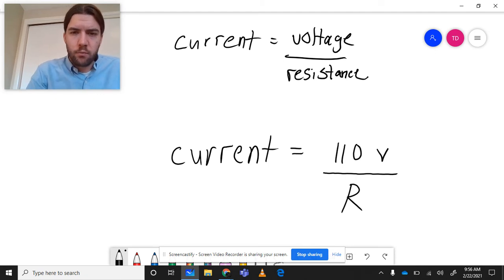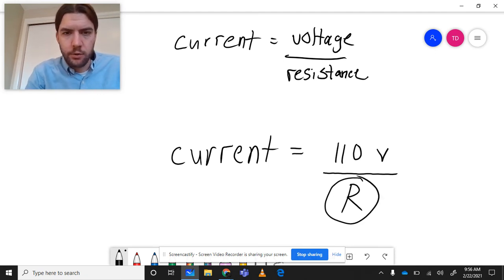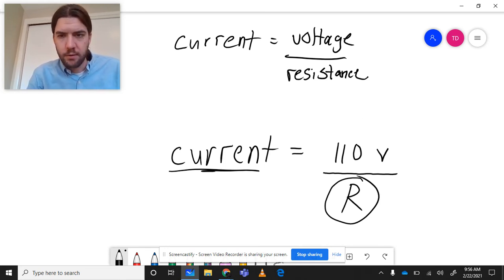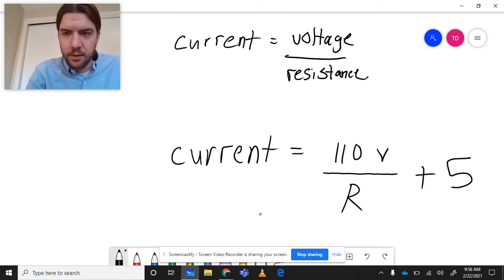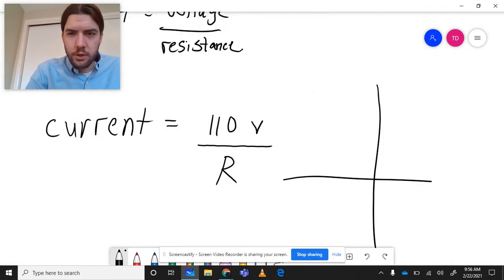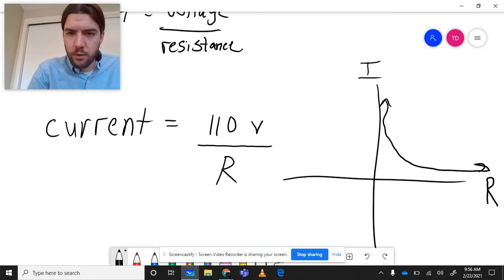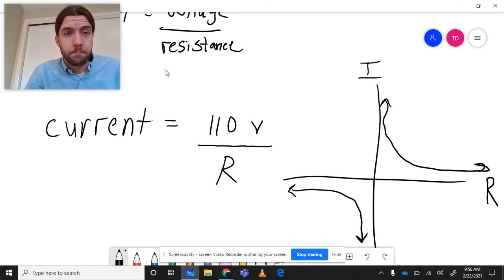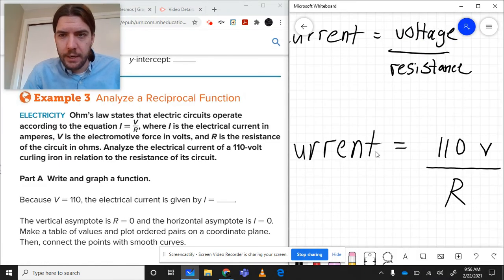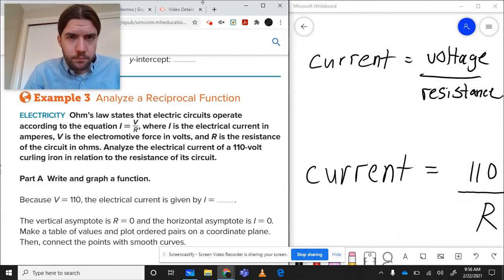Okay, so as that resistance increases, as this gets larger and larger, that current will drop down. And in this case, it'll drop down approaching zero, right? Because we don't have any +5 on the end. It's not dropping down to some value out here. It's just, in the long run, a reciprocal function. As R gets greater and greater, the current, which we call I in electronics, drops down to zero. Yeah, that's all there is to it. So we're just looking at a real world application of one of these reciprocal functions.